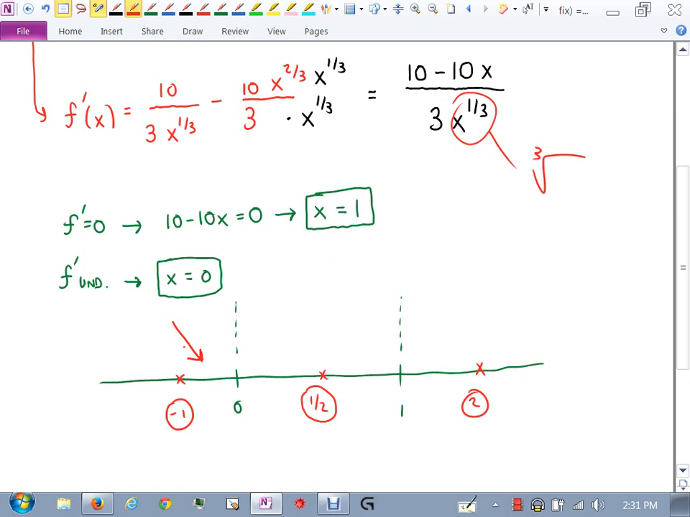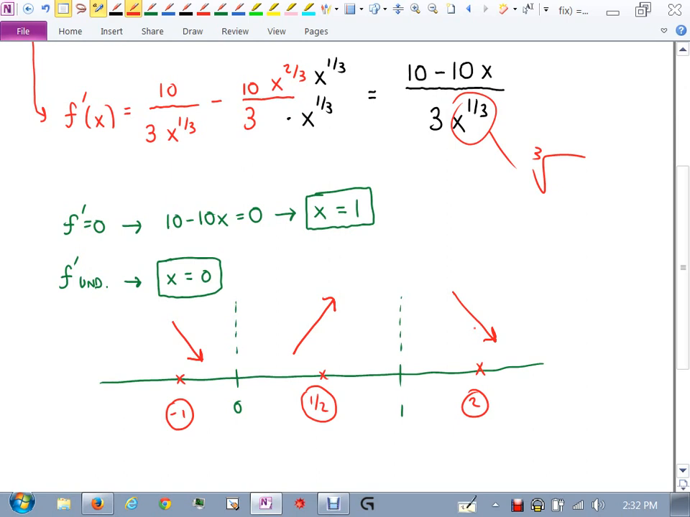Okay, so what about 1/2? What about 1/2 in there? Up top, 1/2 of 10, it's 5, 10 minus 5 is 5. So you get positive on top. And then what's the cube root of 1/2? Well, it's positive, right? The cube root of 1/2 is some positive number. So we should get positive over positive, which is positive, so it goes up. And then plug in 2. If you plug in 2, you should get negative. Is it okay that I'm leaving that up to you to plug in and convince yourself?